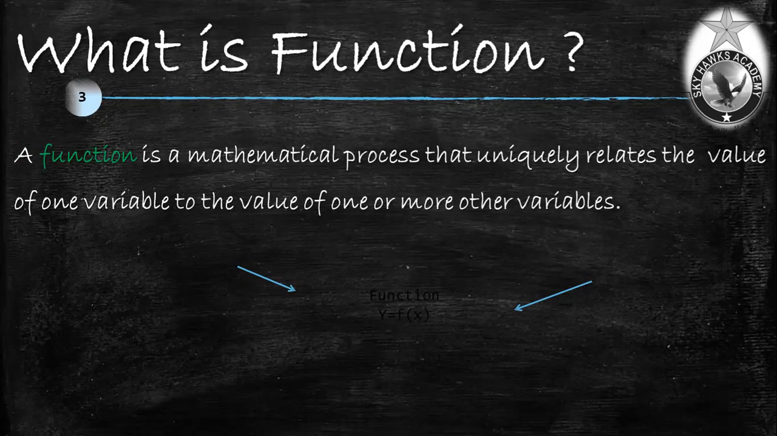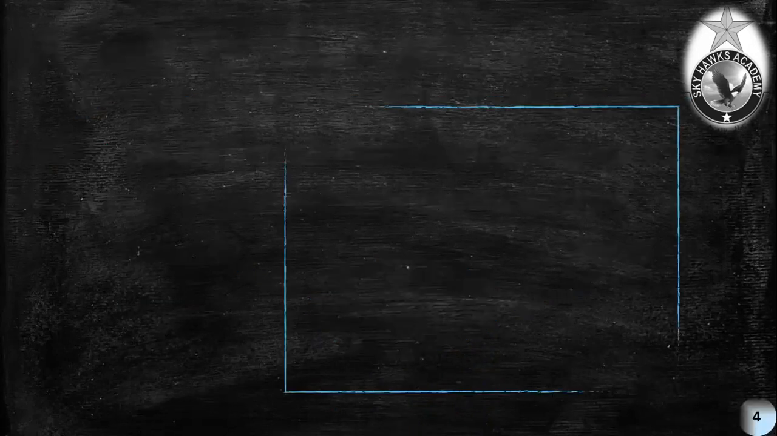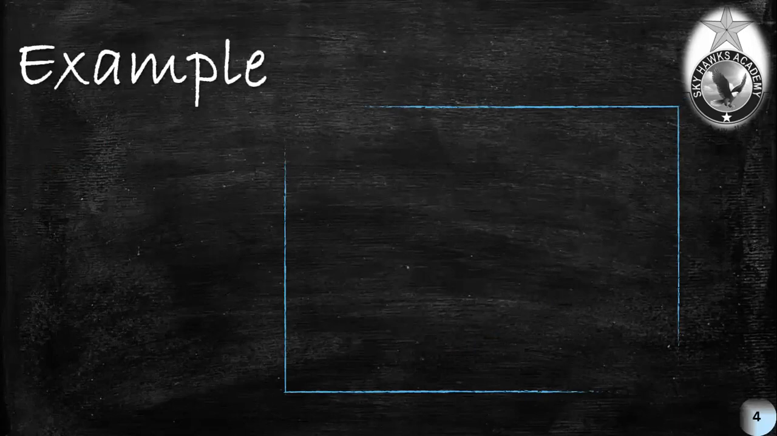A function is a mathematical process that uniquely relates the value of one variable to the value of one or more other variables. See, this is the function, that is y is equal to f(x), and here the input variable is x and the output variable is y. So y is the output variable and the input variable is x. Now let's see, next is an example.